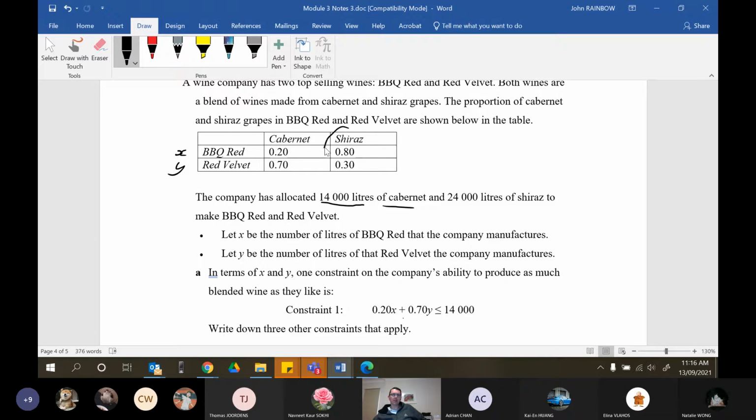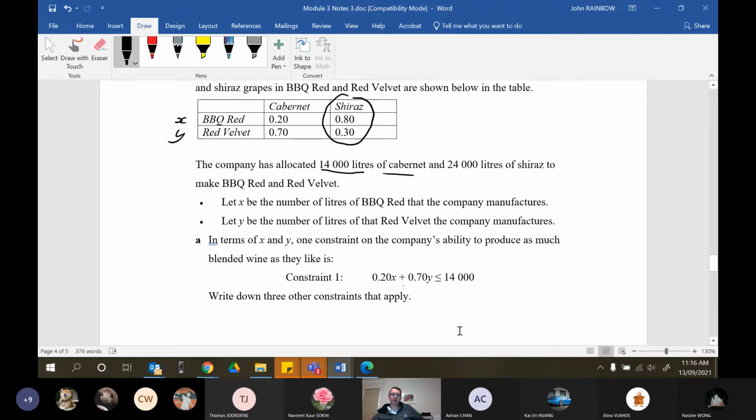So there's another constraint here with Shiraz. Can you have a go at what that one may look like? Do you want me to put it in the chat? No, just tell me what you think it is.